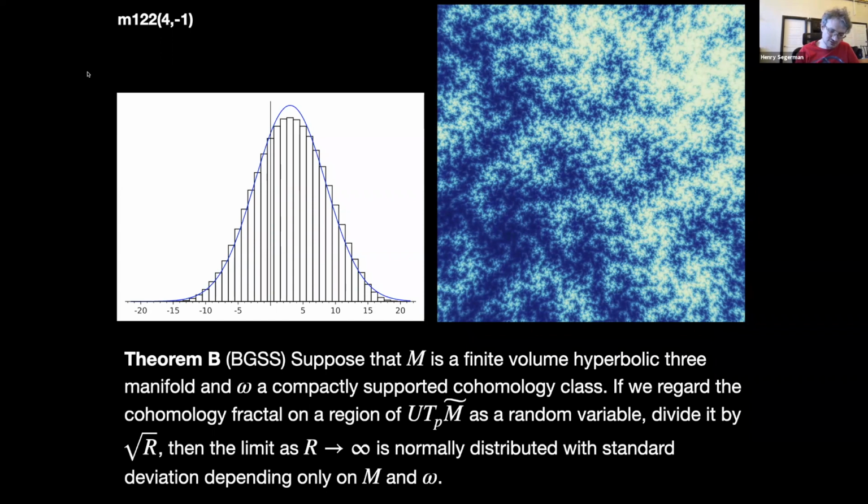And the distribution of values of the chromology fractal that you get has this nice normal distribution. And we prove that, well, you have to normalize a little bit, divide by square root of r, then the limit is normally distributed. Normally distributed around 0, so we still don't get a picture, but at least we've got this normal distribution coming up.